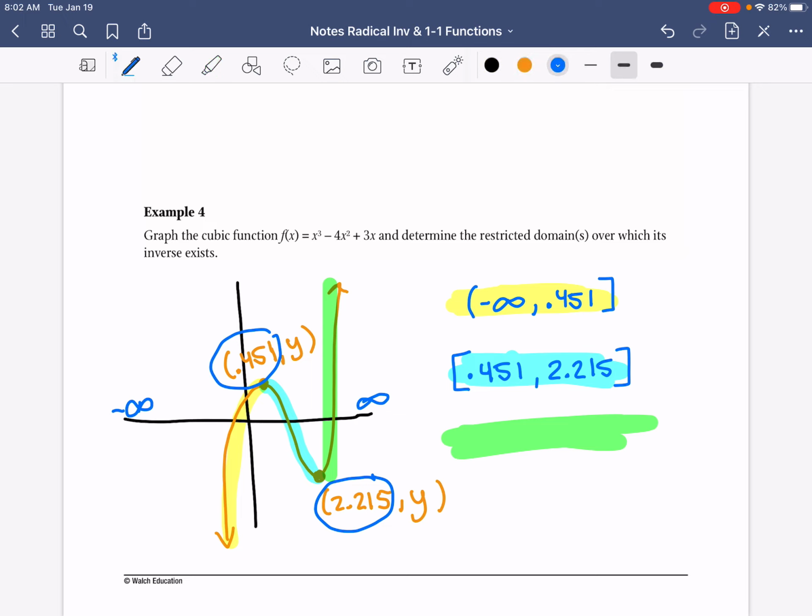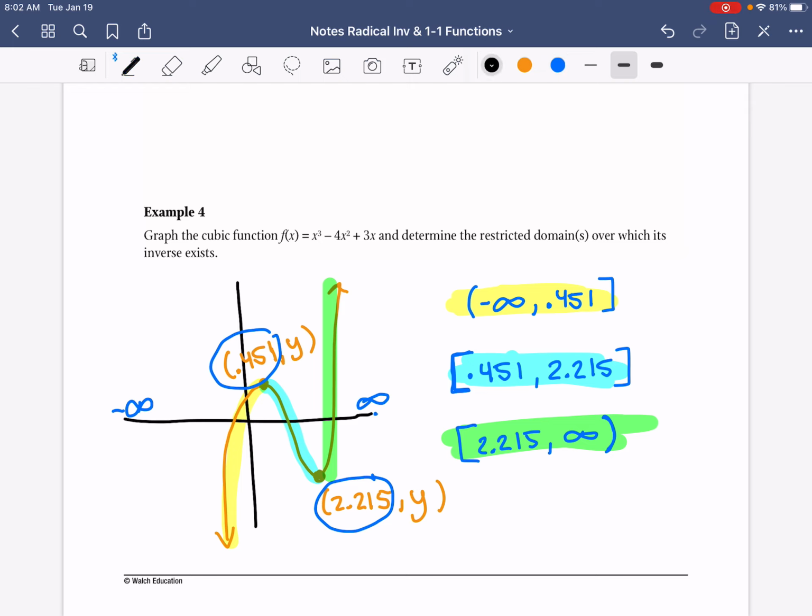So you're just breaking it into pieces wherever the turning points are. Your turning point is 2.215, and then the right-hand side of the graph is infinity, and infinity always gets a parenthesis. So if it's an infinity, you do a parenthesis. If it's one of the numbers, you're going to do a bracket. So we cut it into 3 different pieces if there are 2 turning points.